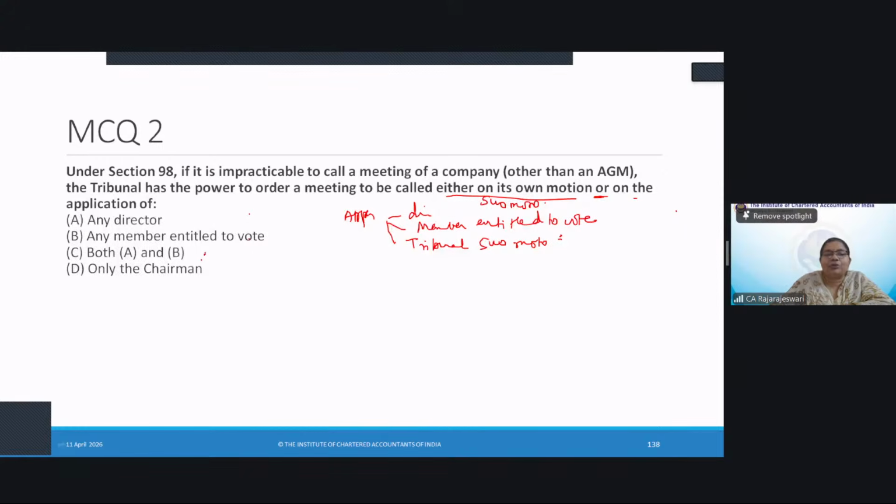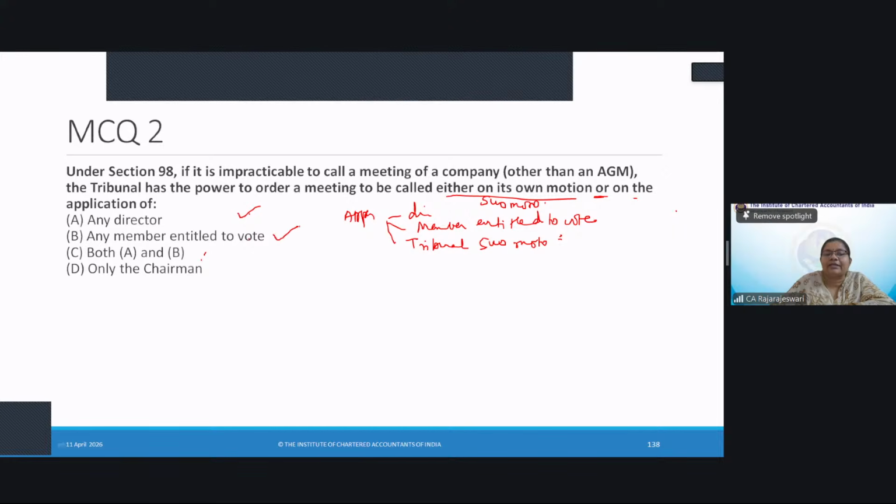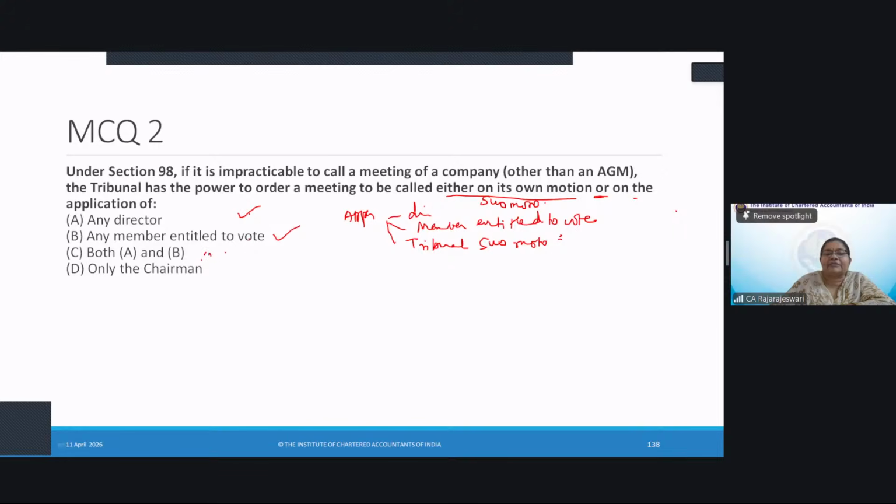Both A and B are correct. Not only a director, a director can also do it, and a member entitled to vote can also do it. So both A and B are correct. So this is the correct answer. Only the chairman: you should be careful when you come across the word only. So the chairman, that is wrong. So C is the correct answer for this.